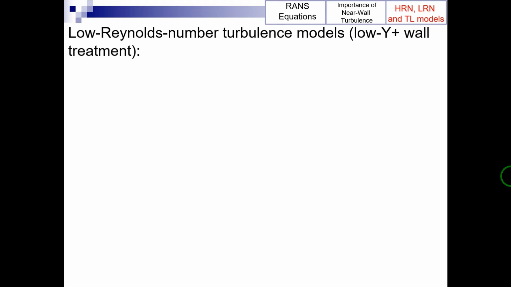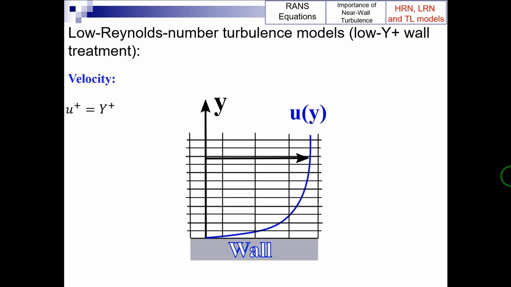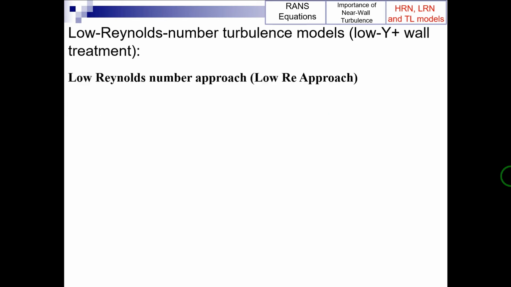Now let's talk about the low Reynolds number turbulence models. In these models, the velocity is obtained using this relation, and therefore the center of the first cell immediately next to the wall should have a Y plus value of around 1. These models use three different approaches to model the wall damping effect on turbulence, which are presented here.